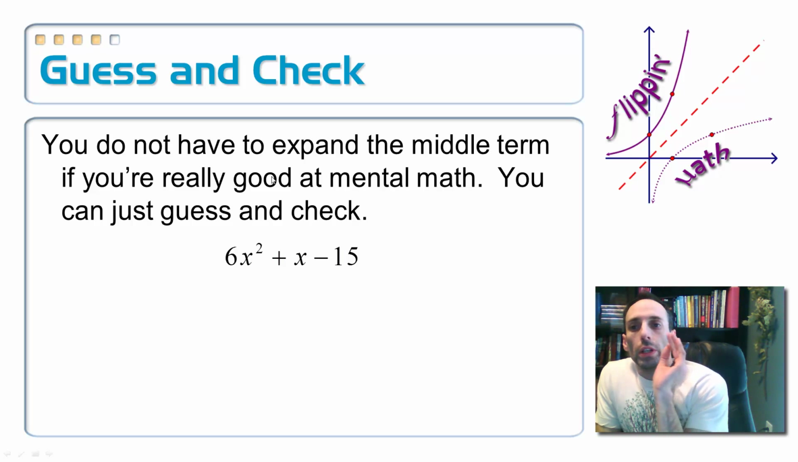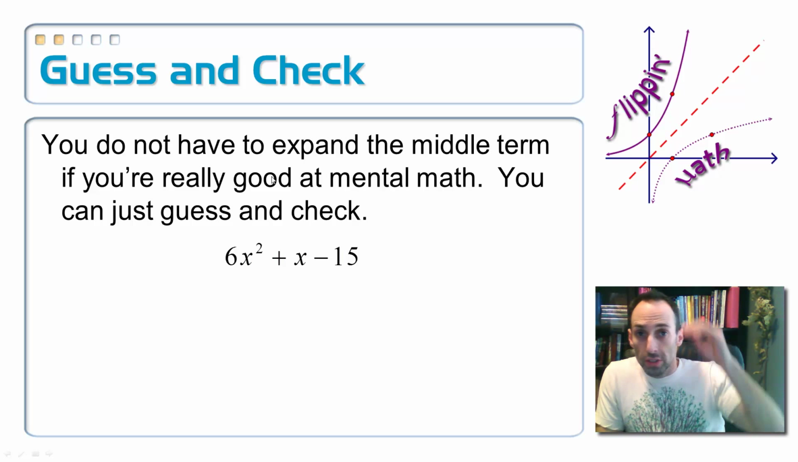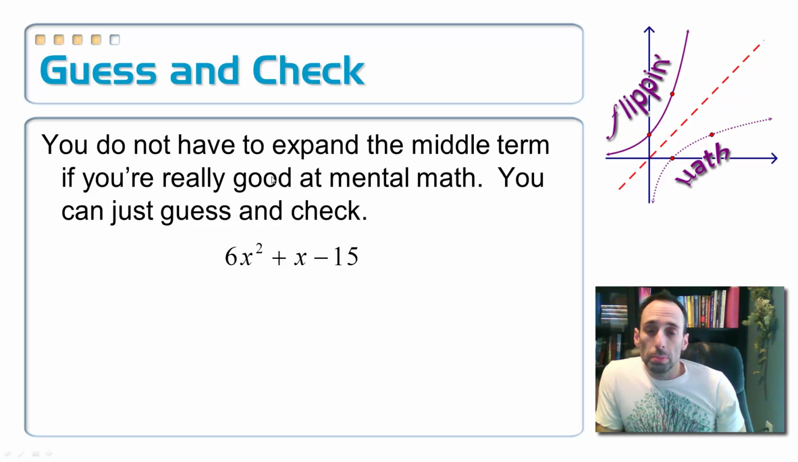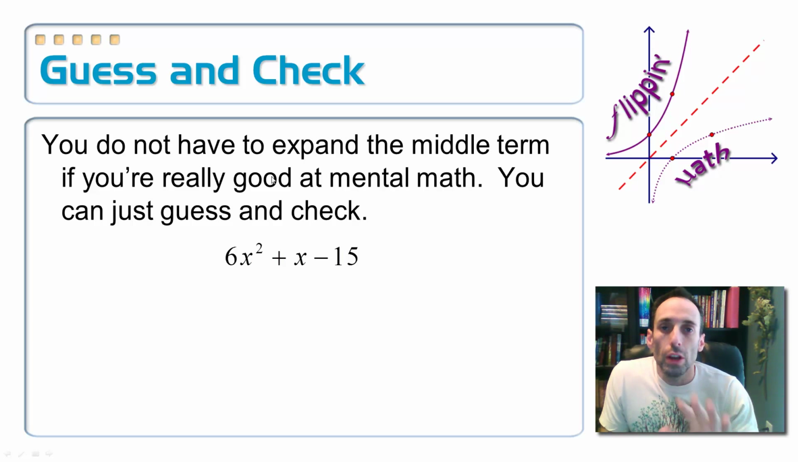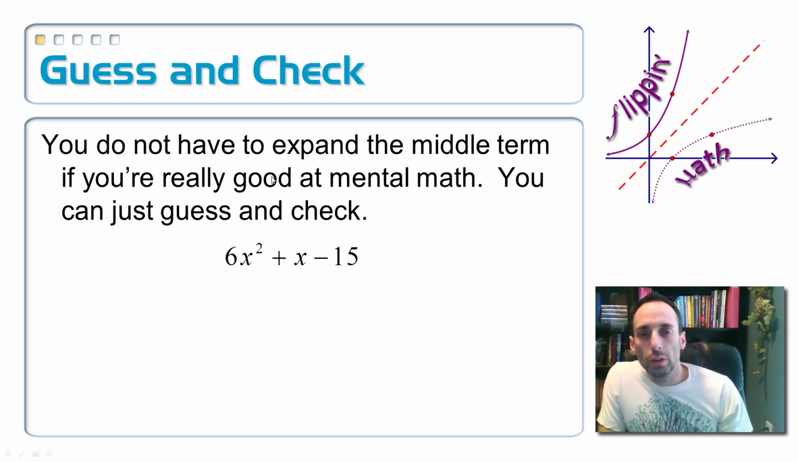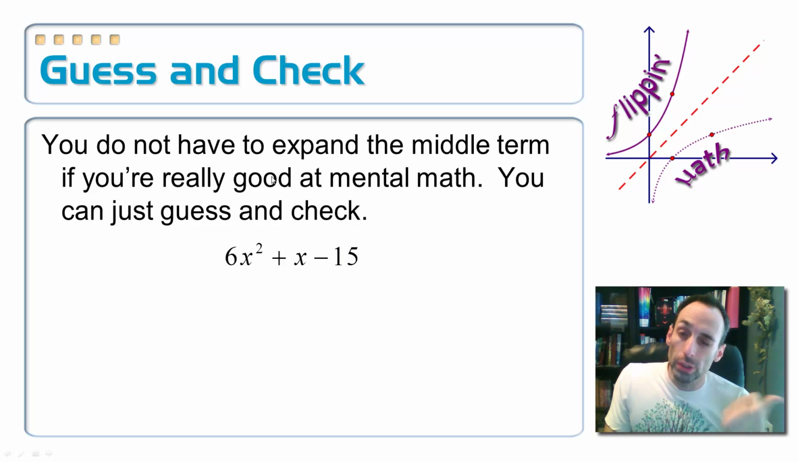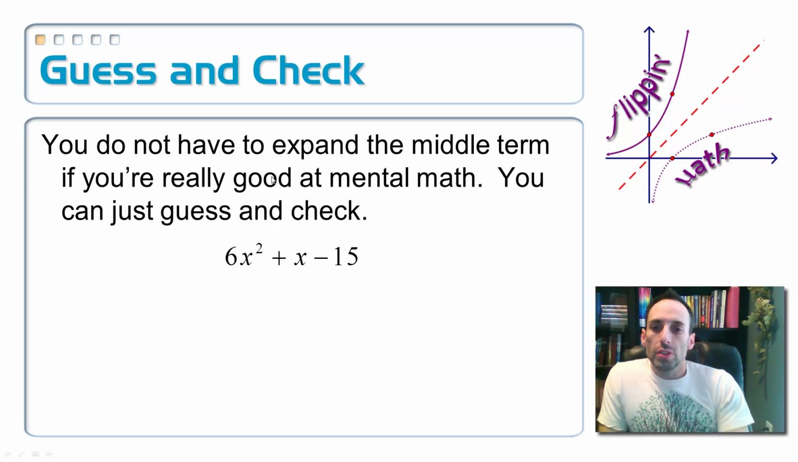Okay, so you do not have to expand the middle term if you're really good at some mental math. You can just simply guess and check. So whenever you do this on the quiz, I'm not going to be looking necessarily for the AC method. I'm going to be looking to see if you got the factors right and not just stole them from, you know, your neighbor's paper or something. So take a look at this one.